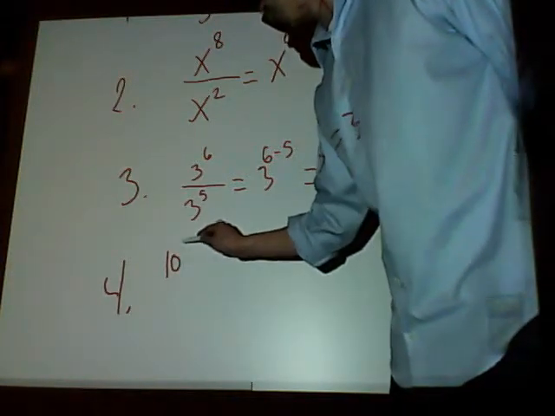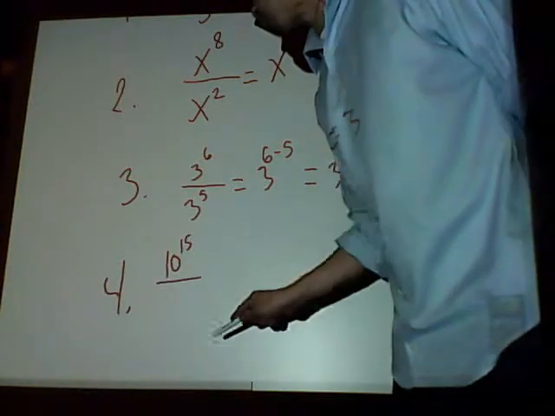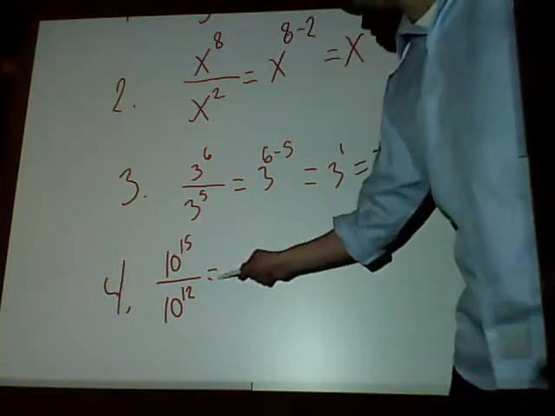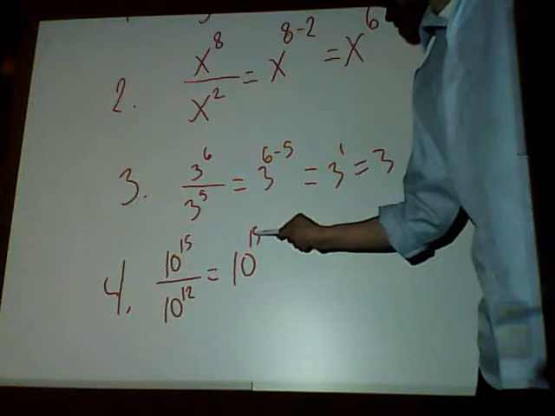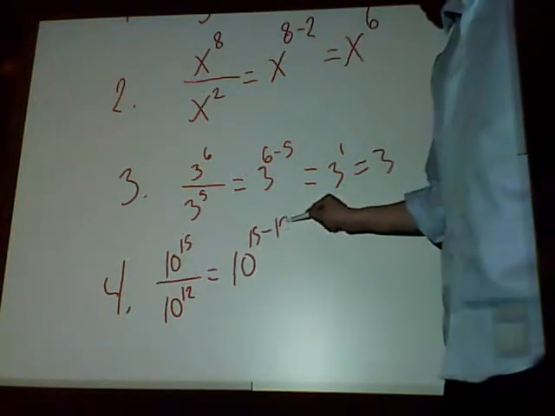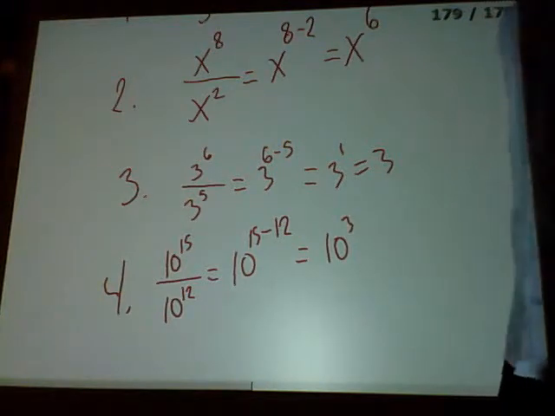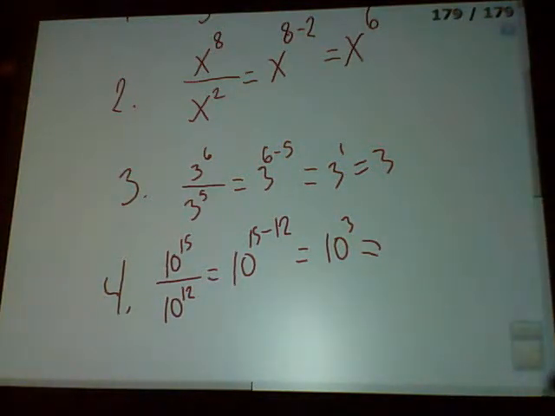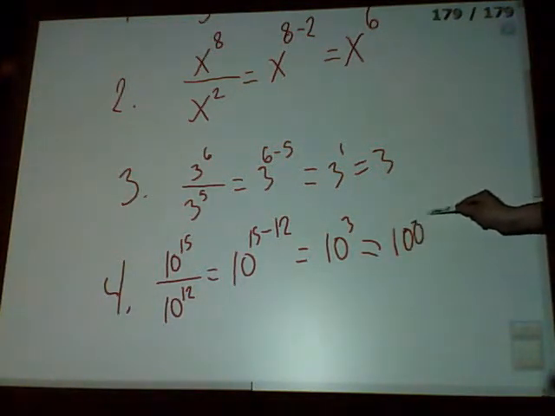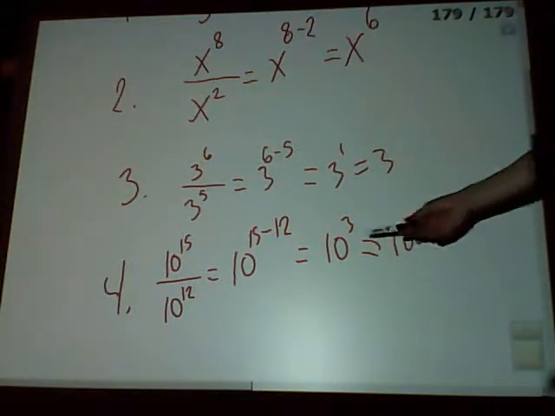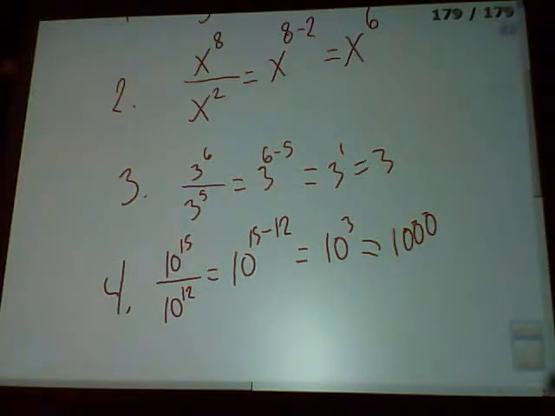So one more, all right? Let's do 10 to the 15 over 10 to the 12. All right, well, this makes 10 to the 15 minus the number on bottom, and that's 12. What's 15 minus 12? That's 3. So 10 to the 3rd equals 10 times 10 times 10, and that makes 1,000. All right, so there's a couple ways to look at the answer. You can leave it as 10 cubed if you want, or put it as 1,000.